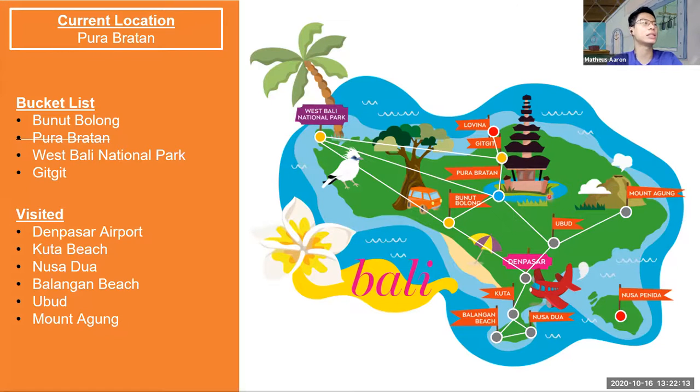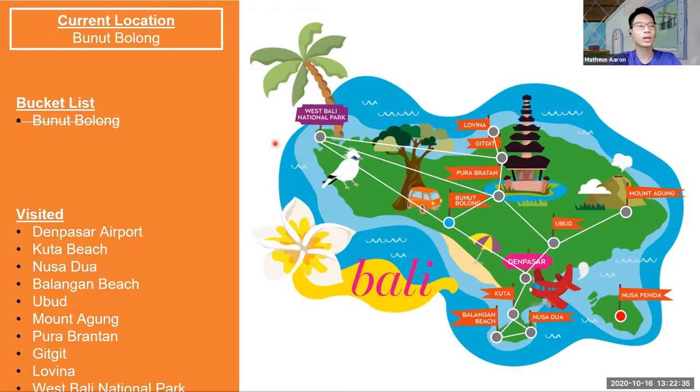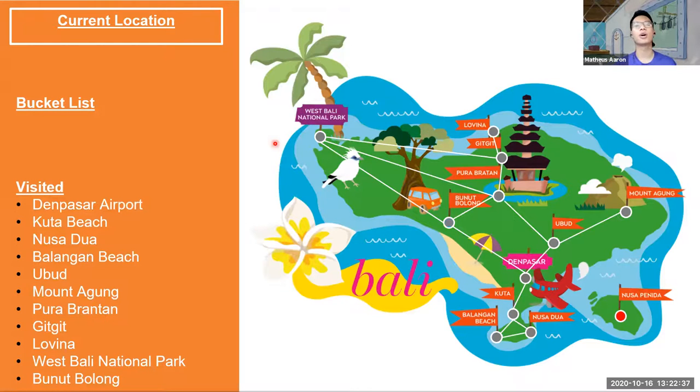I visited Pura Beratan. Now Pura Beratan is neighbors with Pupuan Bolong, Ubud, West Bali National Park, and Kintamani. Since Pupuan Bolong is already in the bucket list and I've visited Ubud before, I'm not going to add them. I'm just going to add the National Park and Kintamani to my bucket list. And I keep on doing that until Lovina, the West Bali National Park, and Pupuan Bolong. And once I'm done with Pupuan Bolong, then I've explored all the places in Bali and I'm ready to head home. Okay?